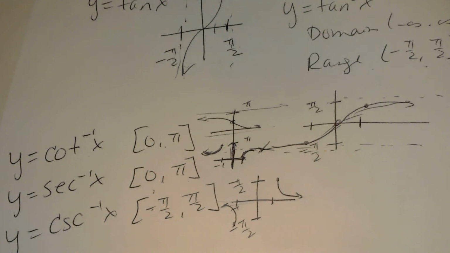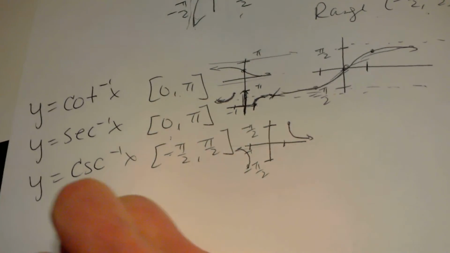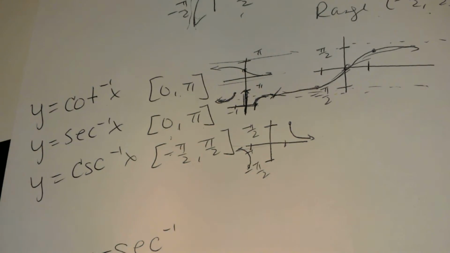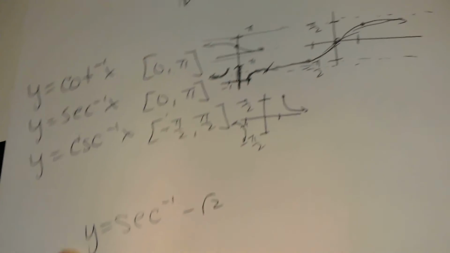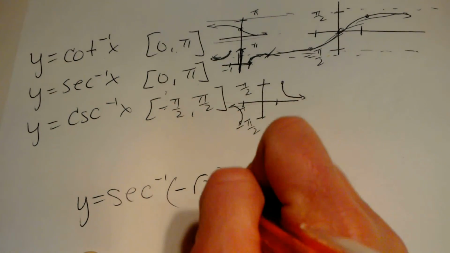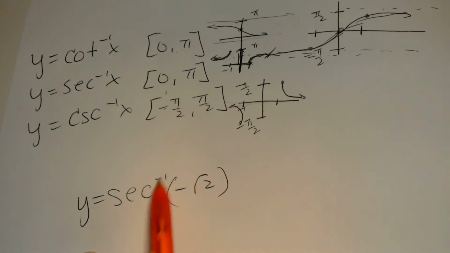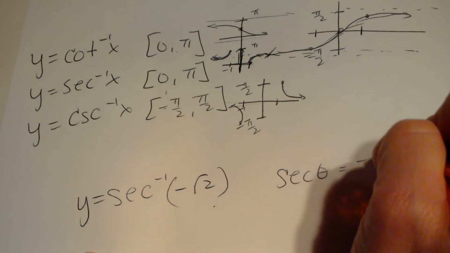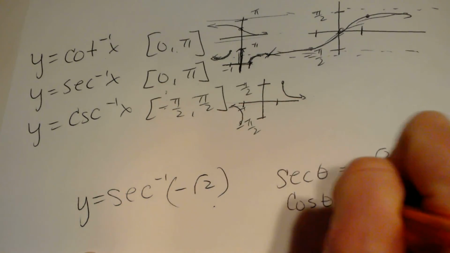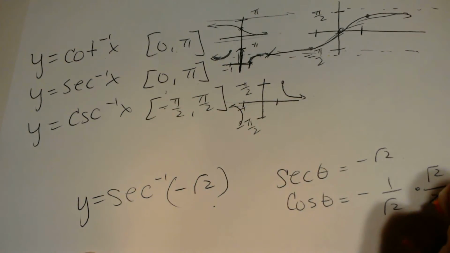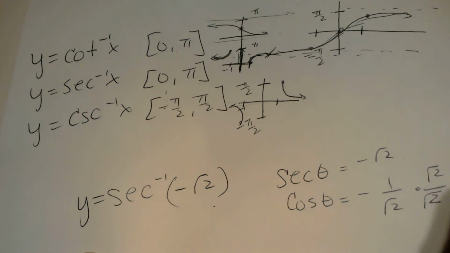So let's see, speaking of these, what if I want to know what is the inverse secant of negative root 2? Okay, I think my video is about to cut me off, but we'll see how long it'll let me go. The secant of what angle gives me negative root 2? It's the same as cosine of what angle gives me 1 over negative root 2. We can simplify that to negative root 2 over 2.